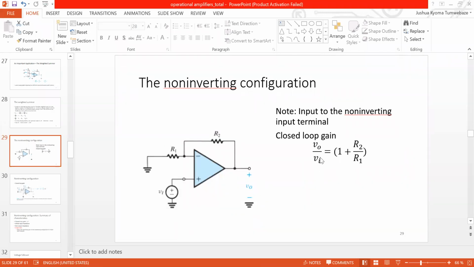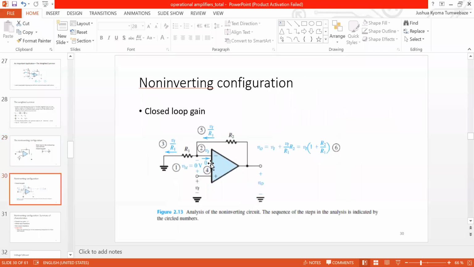Okay, so V naught over Vi, we will show that this closed loop gain is equal to 1 plus R2 over R1. Okay, so how do we derive it? We again follow the steps. We assume that the op-amp is ideal, with infinite input impedance and infinite open loop gain.